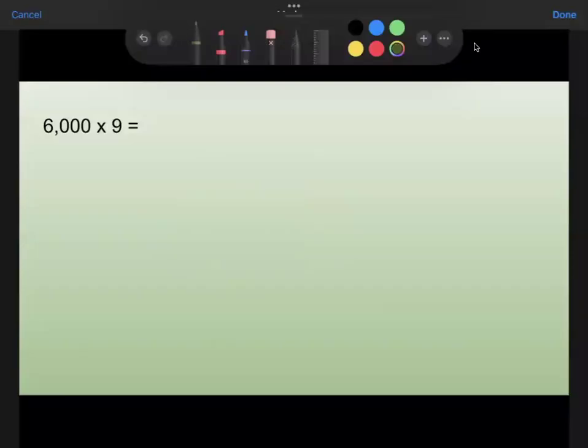Whenever you're multiplying numbers that end in zeros, you can start by focusing on the digits that are not zero. In this case, that would be 6 and 9. So start by multiplying those. 6 times 9 is 54. So I'm going to go ahead and write that.